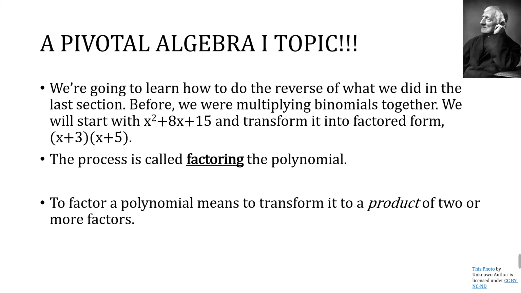Okay. So we're going to learn how to do the reverse of what we did in the last section. In the last section, we multiplied binomials together. Now we're going to start with the multiplied out version, x squared plus 8x plus 15, and we're going to transform it into factored form, x plus 3 times x plus 5. So our answer is going to have parentheses in it. This process is called factoring the polynomial. To factor a polynomial means to transform it into a product of two or more factors.